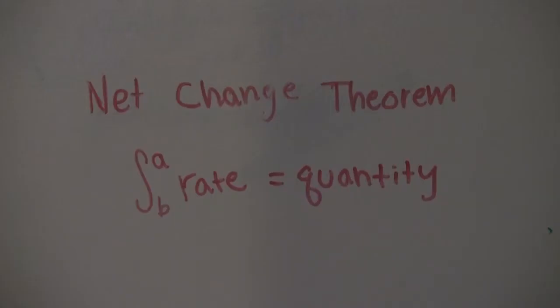The net change theorem simply states that if you take the definite integral of some sort of rate, then your answer is going to be a quantity. And we're going to talk more about this by doing some example problems.